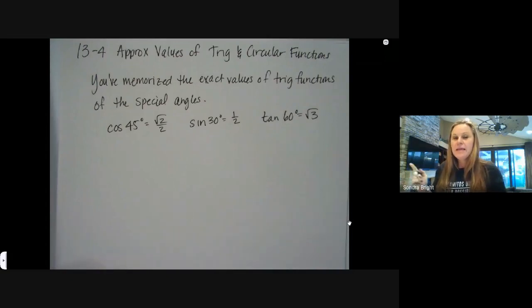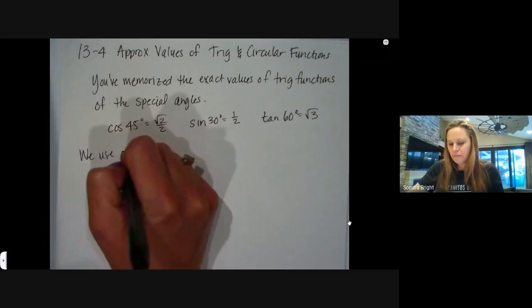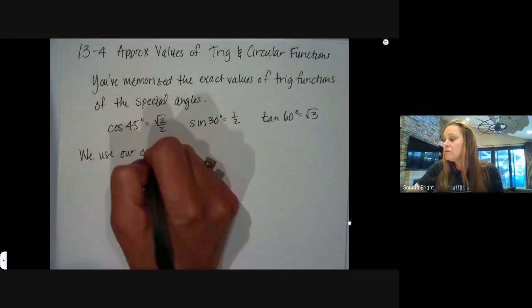So all of those values are ones that you're able to do, no calculator needed, because you've memorized those special angles. What happens though when we want to know what the cosine of 37 degrees is? 37 degrees is not one that's special. It's not one of those guys. So we use our calculators to find the rest, when the angles are not special.